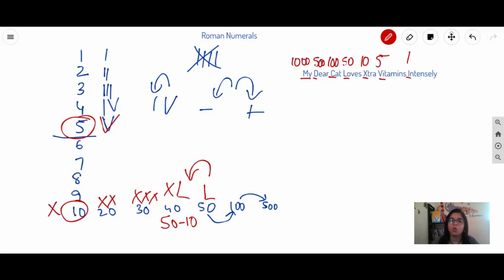Right? So in this way, you can remember all the turning points and how they are represented. My dear cat loves extra vitamins intensely. That's how you can remember all the turning point numbers. And these two rules, if you know, you can write any number. Okay. Let's take a number.